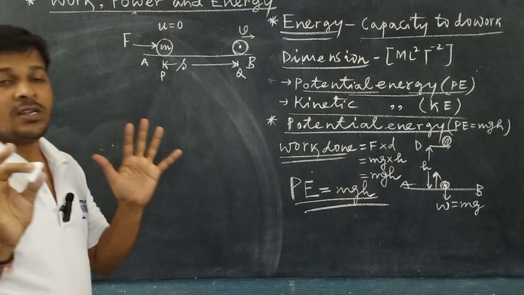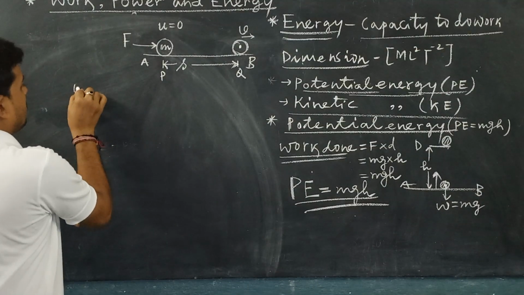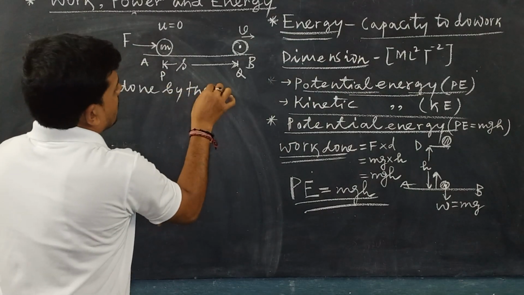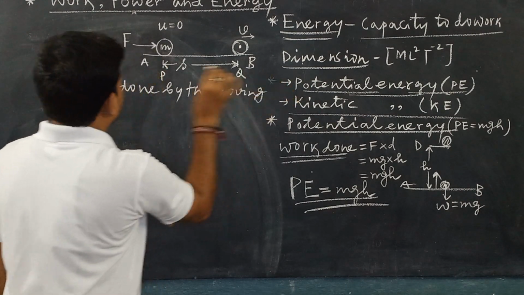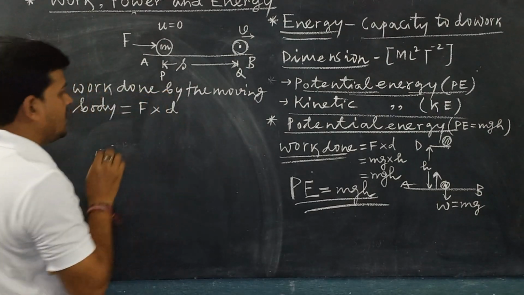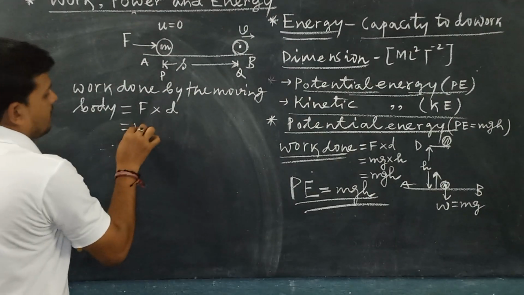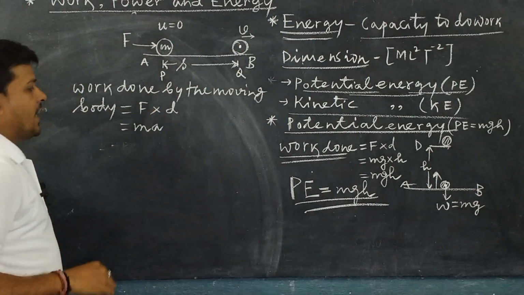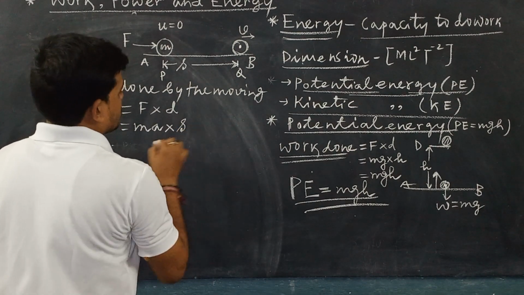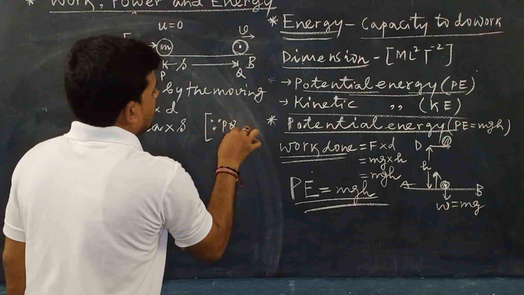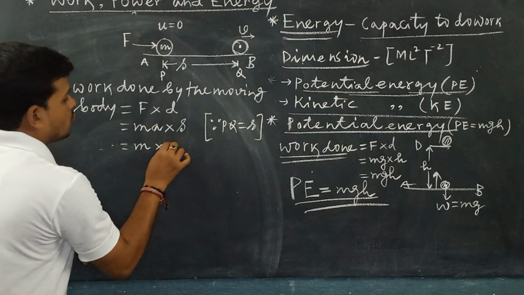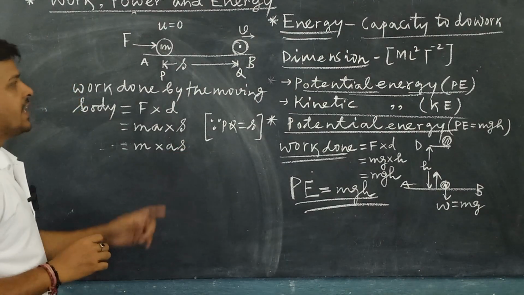So how much work is said to be done? Let us consider the work done by the moving body. This is equal to force into displacement. The force, according to Newton's second law of motion, is m into a. Here the displacement is PQ, which is equal to s. So the result will be m into a into s, where a is the acceleration.